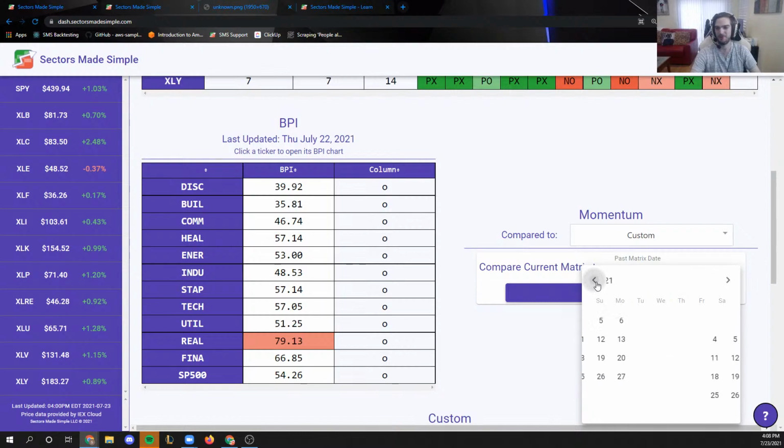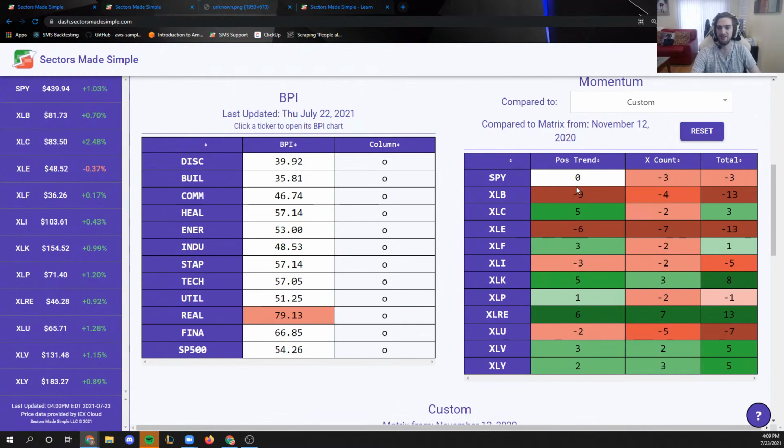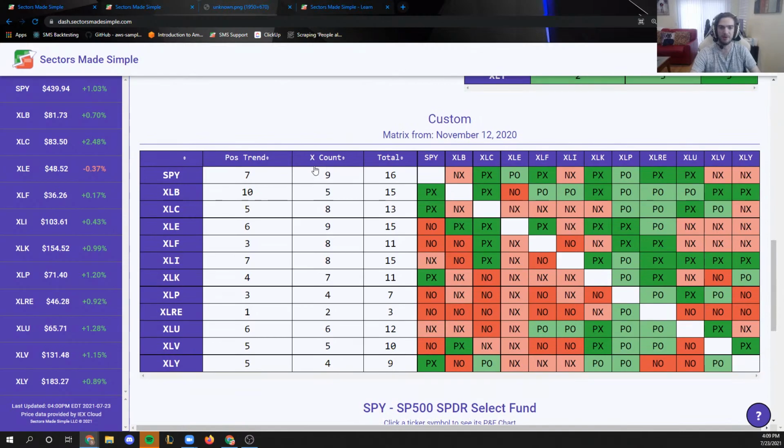and then put in any date you want. So we can put in, let's put in my birthday, November 12th. And we can compare today's matrix to the matrix from that date. So here we see how the matrix from today has changed from my birthday on November 12th. If you want to see that entire matrix, you can scroll down where you'll see the matrix from that date.